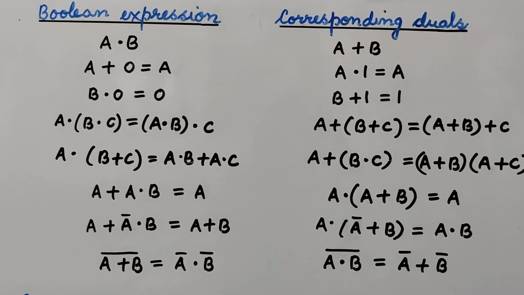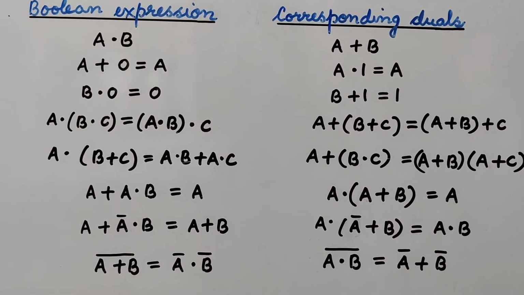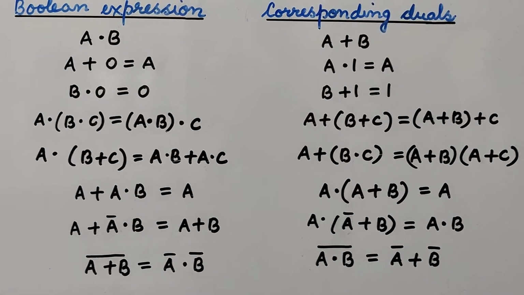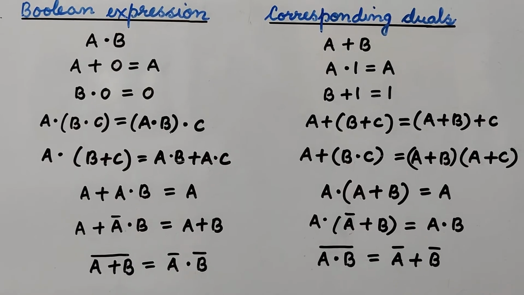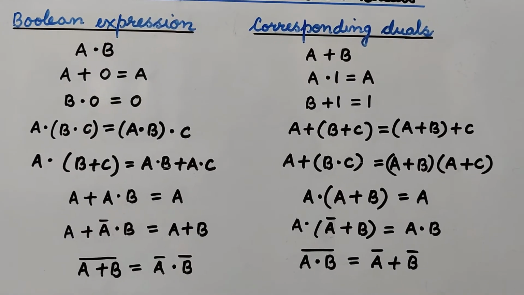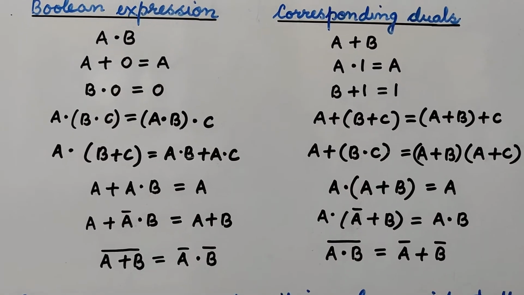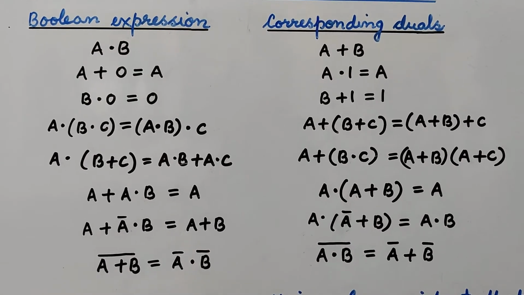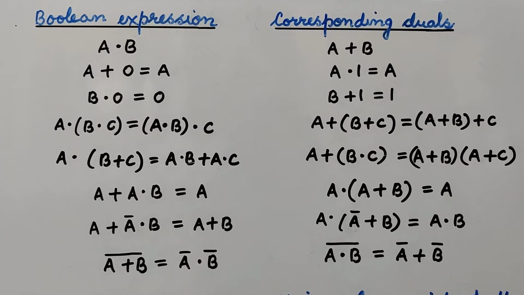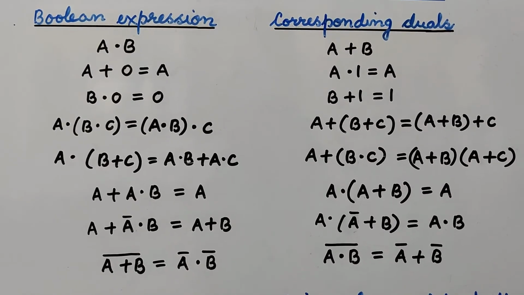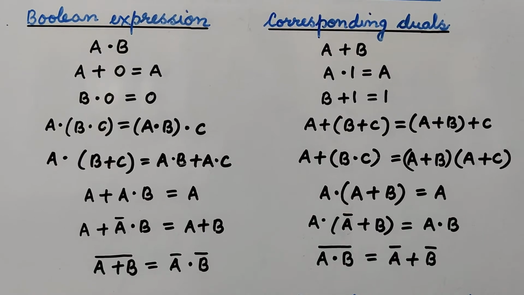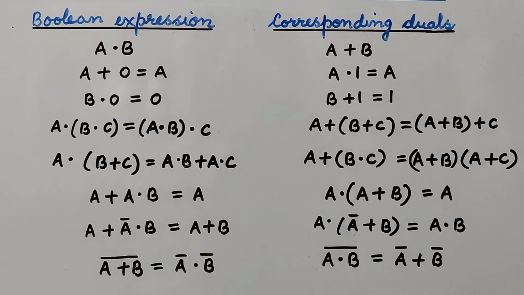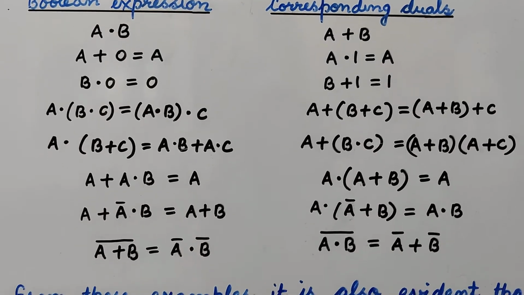So it is now clear that the dual of any relation can be obtained by simply interchanging the AND operations by OR operations, all the OR operations by AND operations, and also interchanging all the zeros by ones and all the ones by zeros in the original relation. So the new relation which is obtained after doing all these is known as the dual of the original expression.